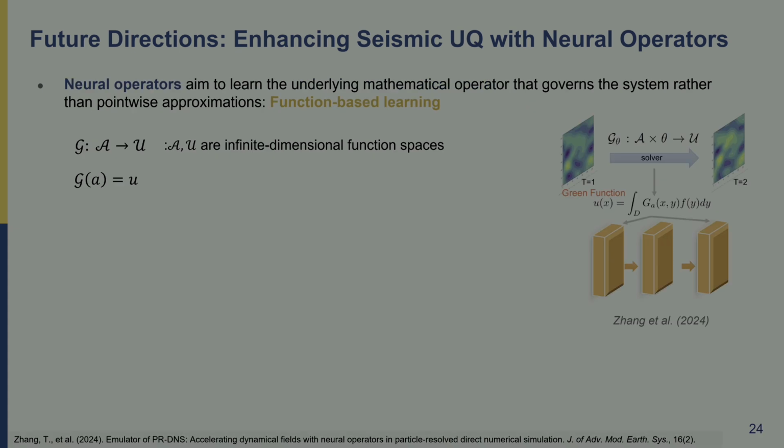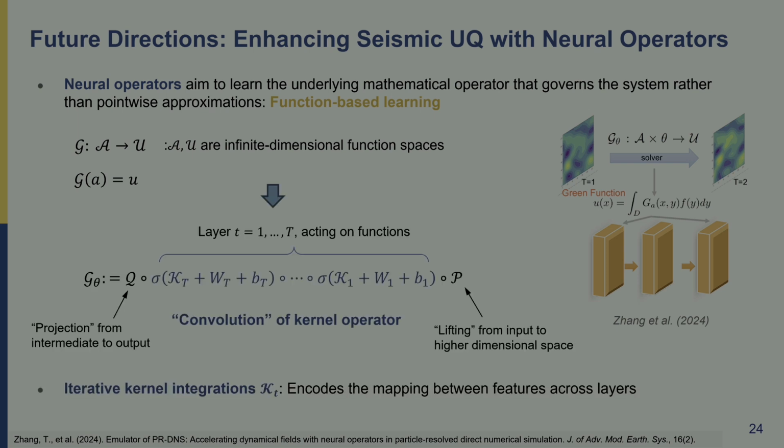Unlike traditional neural network models, neural operators aim to learn the underlying mathematical operator that governs the system, rather than point-wise approximation. So this is a kind of function-based learning. Given the input function, for example the ground motion, and the output function, for example the structural response, the neural operator constructs this kind of projection and lifting and a convolutional layer of the kernel operator.